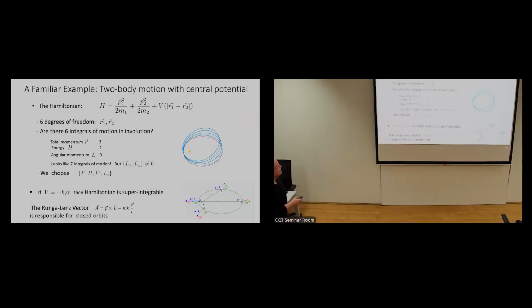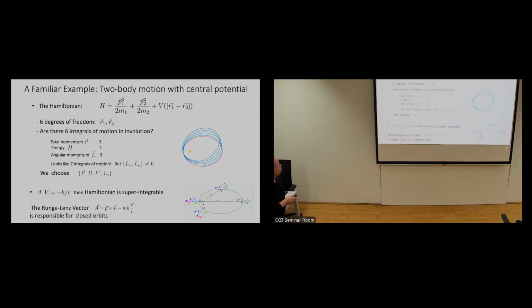So a famous example would be a two-body Hamiltonian with a central potential. So the Hamiltonian here has 6 degrees of freedom. It is governed by a Hamiltonian, P1 squared over 2m1, P2 squared over 2m2, plus a central potential. The potential depends on the absolute value of R1 minus R2. So for the 6 degrees of freedom, one can construct integrals of motion which are in involution.